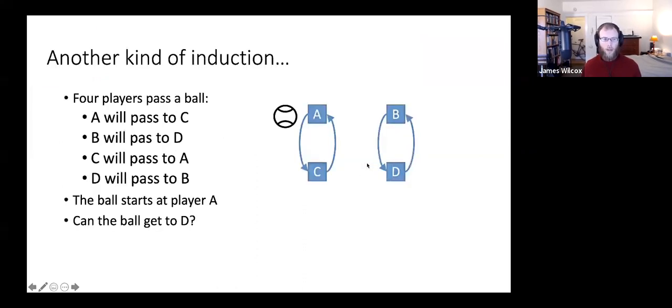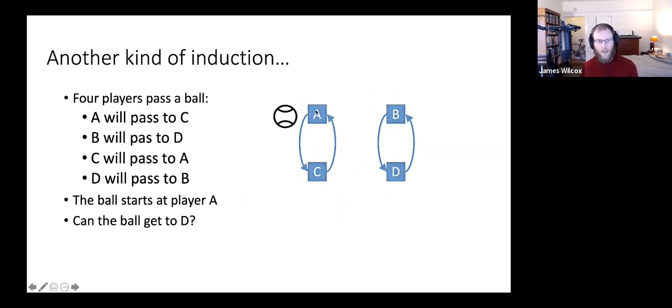Let's look at another kind of induction that we're going to be talking about today that's more closely related to program verification and smart contract reasoning. I want you to imagine this kind of silly game where people are passing the ball between each other. We've got 4 players, A, B, C, and D. The rules of this game are fairly boring. A always passes to C, C always passes to A, and similarly, B always passes to D, and D always passes to B. So there are basically these two groups, and they just pass to each other.